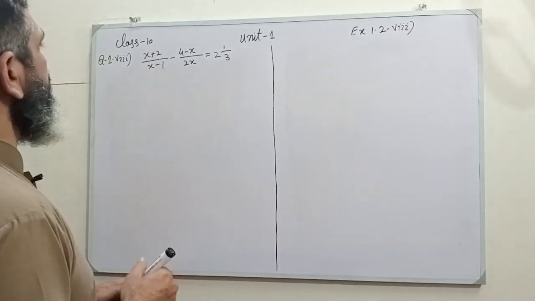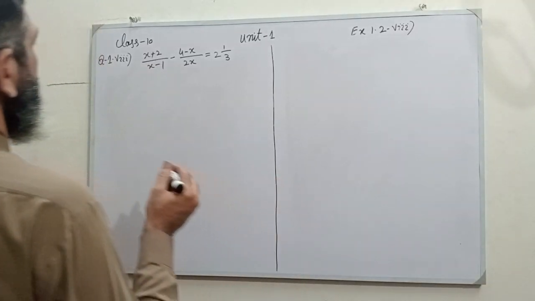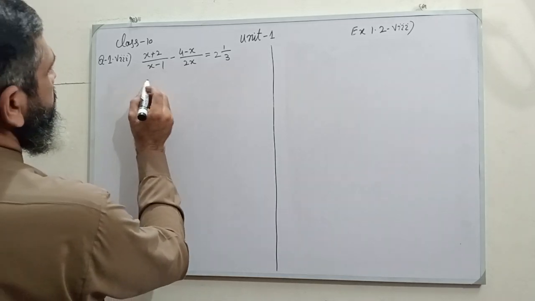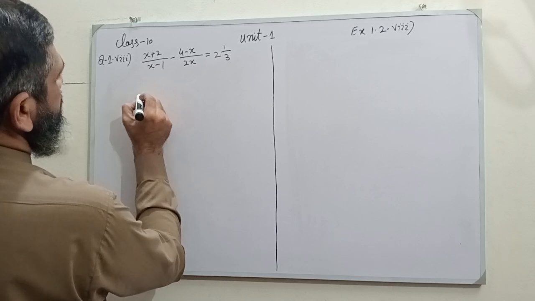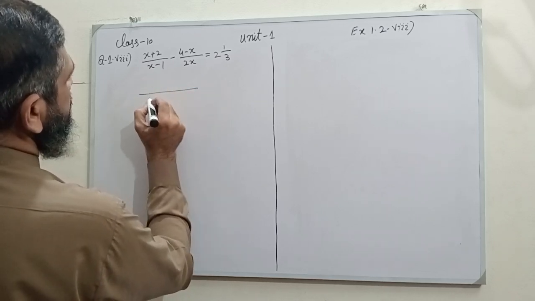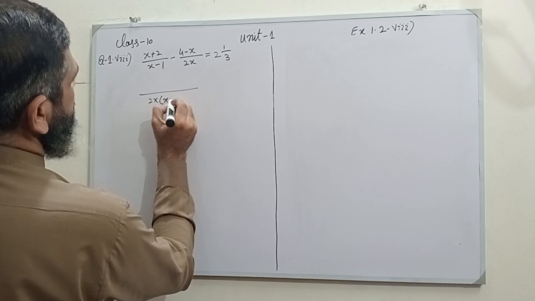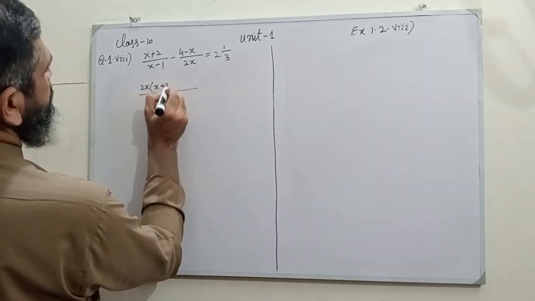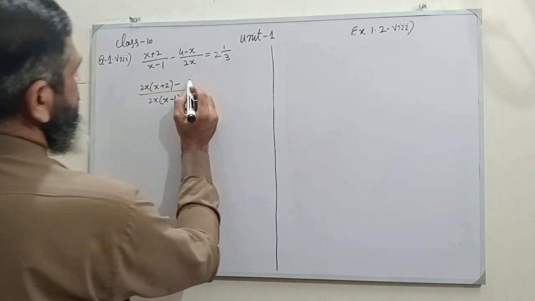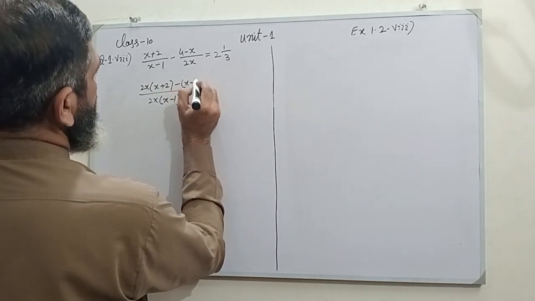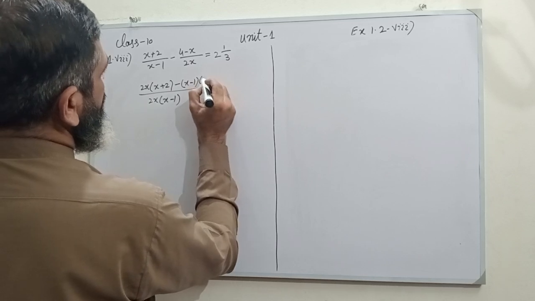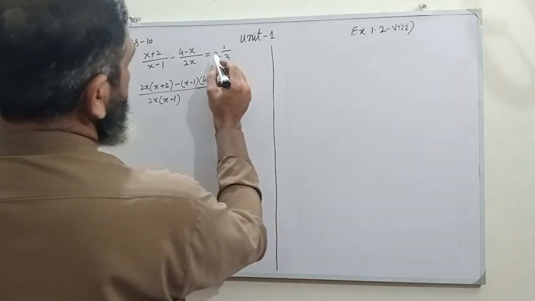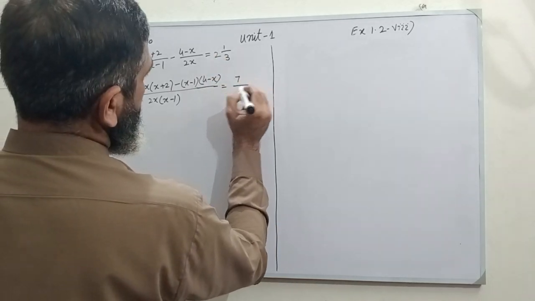Now we'll move towards part number 8. First we will convert it into the standard form. So we will take the LCM of the left hand side. This 2x into x minus 1, 2x into x plus 2 minus x minus 1 into 4 minus x. Okay, so 3 2s are 6 plus 1 7 over 3.